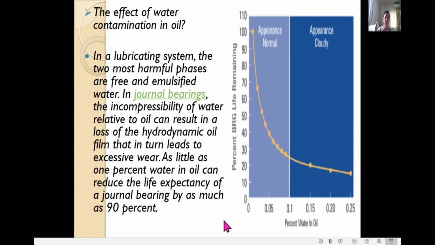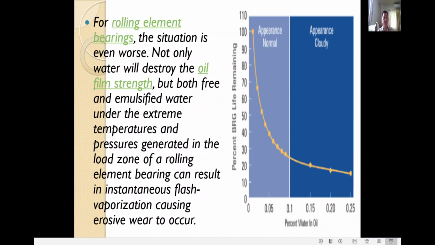So water can deteriorate your bearings because of the incompressibility of water relative to oil, which can result in loss of hydrodynamic oil film, so that in turn leads to excessive wear. So let us proceed. For rolling element bearings, the situation is even worse. Not only will water destroy the oil film strength, but both free and emulsified water under the extreme temperature and pressures generated in the load zone of a rolling element bearing can result in instantaneous flash vaporization causing erosive wear to occur. So there is an erosion of your bearing.